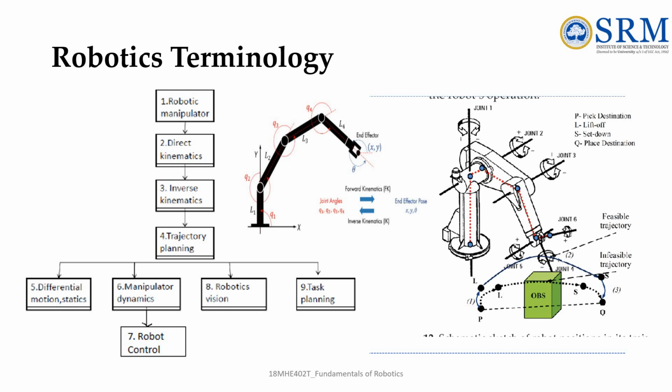Human robot interaction generally focuses on the study and development of interfaces and interactions between humans and robots, which includes safety, communication, and collaboration. So robotics vision includes all those things: sensor fusion, machine vision, AI, and machine learning. So these are about the robotics terminology. Anyway, we will be seeing them in detail in further videos. So that is all about the robotics introduction. Thank you.